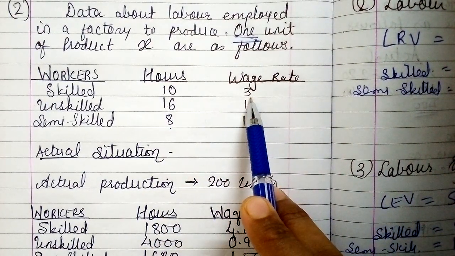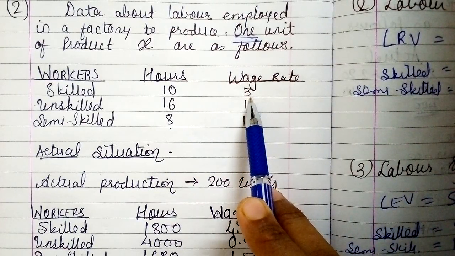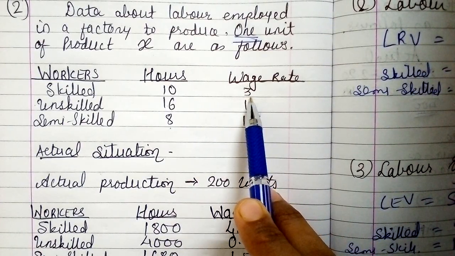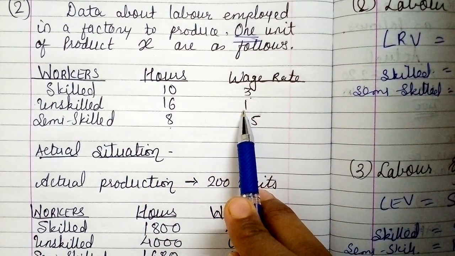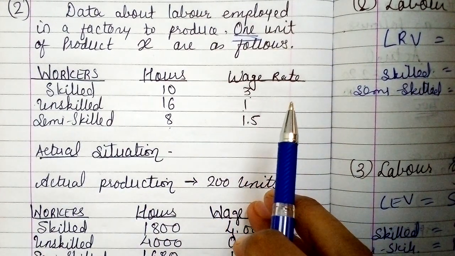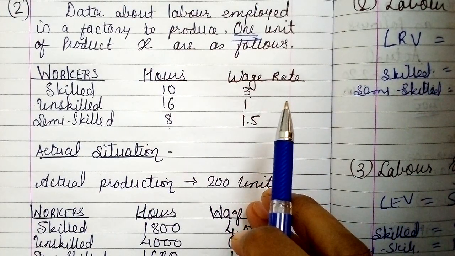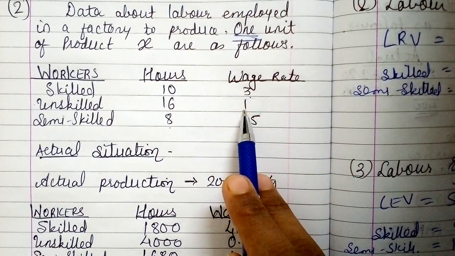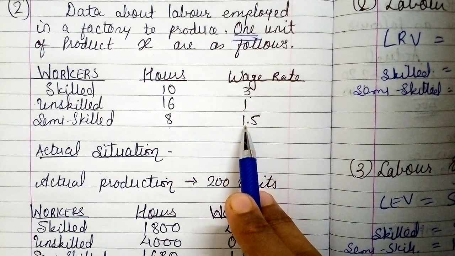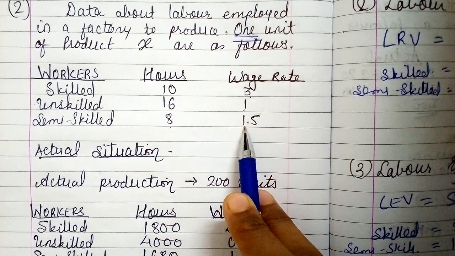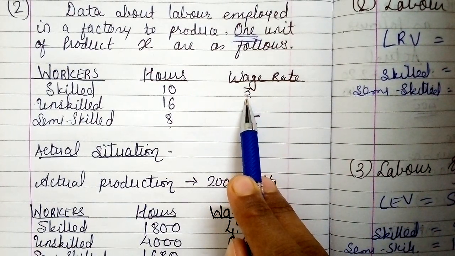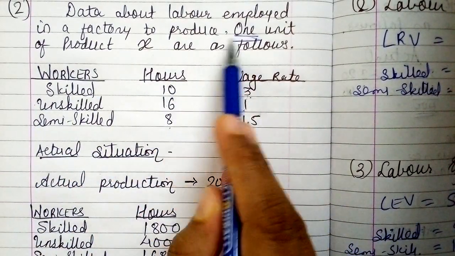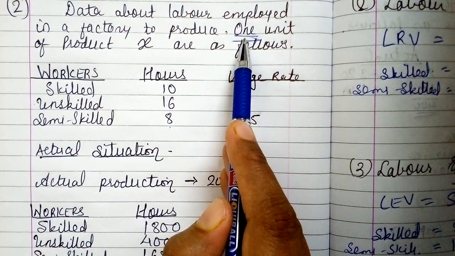The wage rate for skilled workers is rupees 3 per hour, because as they are skilled, the productivity would be high and the number of good units would be at its best. Unskilled worker, the wage rate is 1, and for semi-skilled worker the wage rate is 1.5. So generally the unskilled workers will be provided the least wage rate, semi-skilled workers would be provided an average wage rate, and the highest wage rate is paid to the skilled worker in the general sense, right? So this is the information for producing only 1 unit, right?